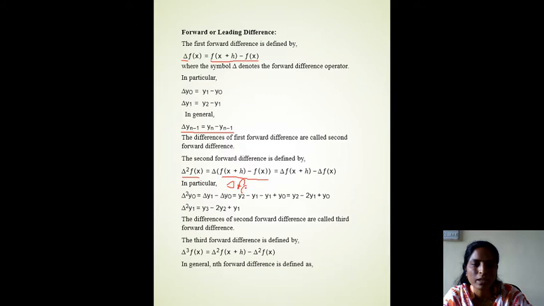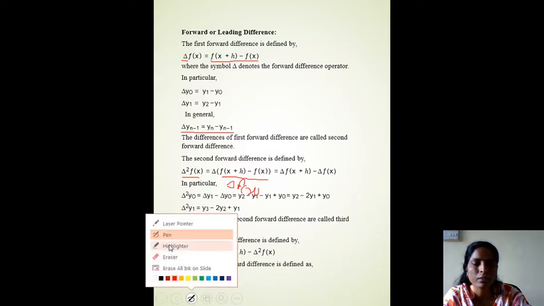So this is delta f of x. So delta of delta f of x, we have already seen the definition of delta f of x. This is f of x plus h minus f of x. Now you can operate delta inside because delta is a linear operator. So delta f of x plus h minus delta f of x.